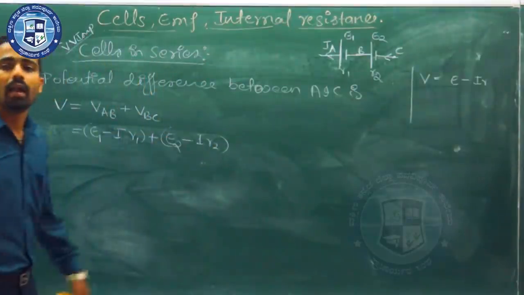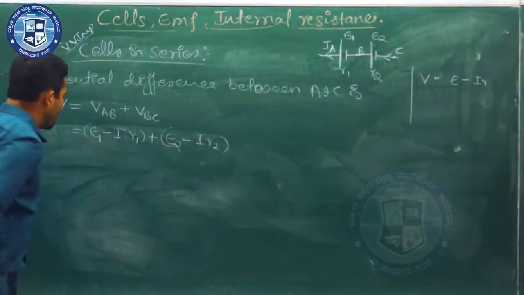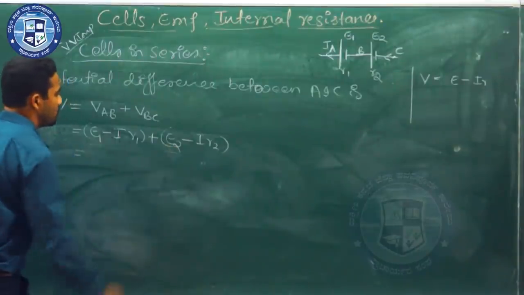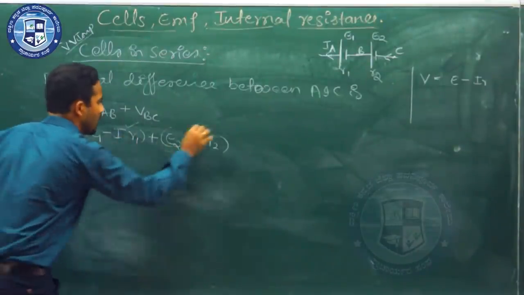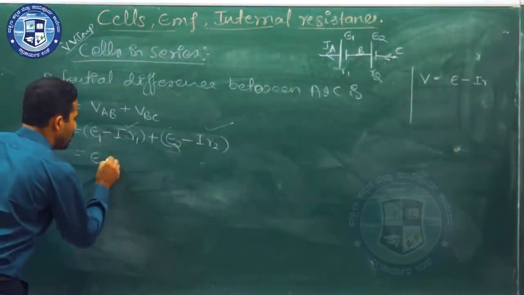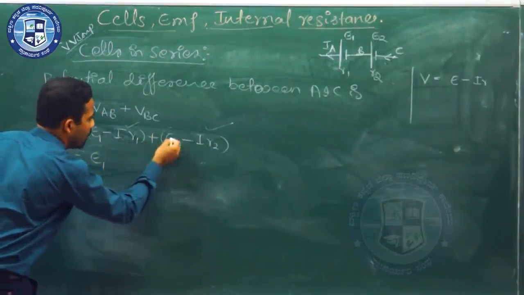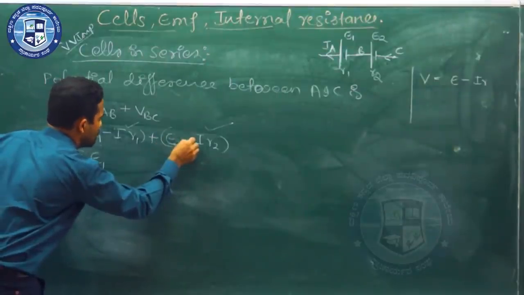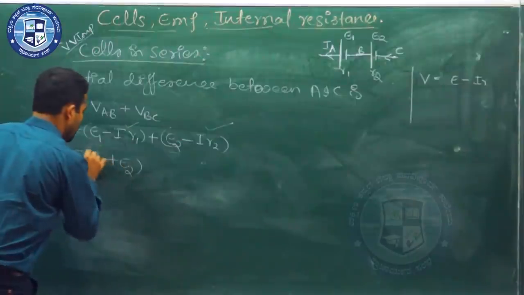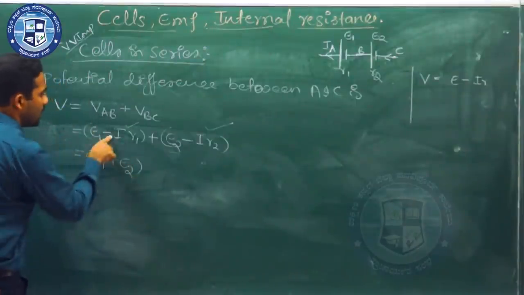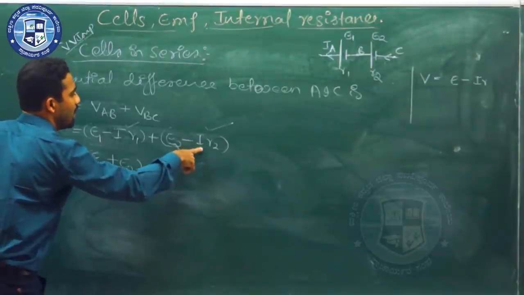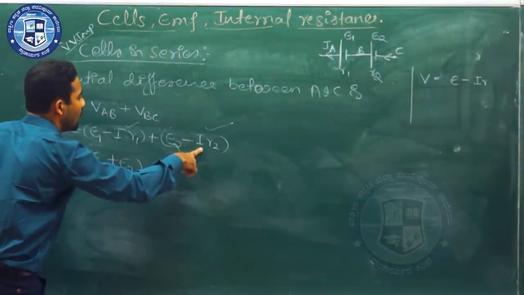Okay. Now let's rearrange it. Let's write the E1 and E2 terms together. These terms are different. So E1, open the bracket, that becomes plus E2, plus E2. Minus, this becomes minus, so plus E2, then here we have a minus IR1, plus E2 minus, minus, so that here we have minus IR2.